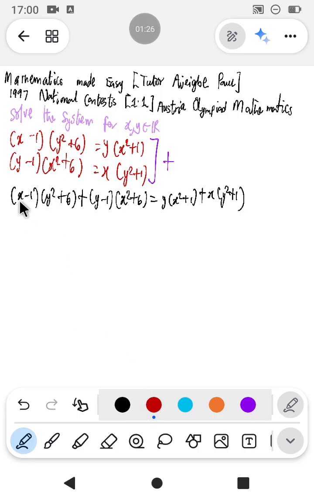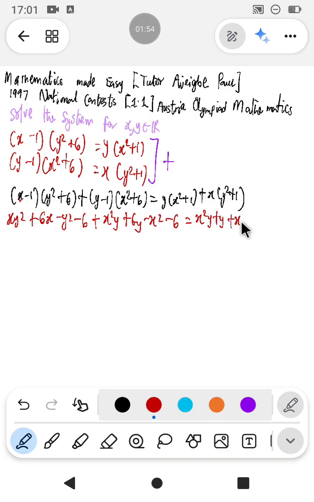So if you simplify completely, x multiplied by y squared, that's going to give us xy squared. x multiplied by 6, that's going to give us 6x. Negative 1 multiplied by y squared, negative y squared. Negative 1 multiplied by 6, negative 6. Plus y multiplied by x squared, that's x squared y. y multiplied by 6, that's 6y. Minus 1 multiplied by x squared, that's negative x squared. Then negative 1 multiplied by 6, that's negative 6. So y times x squared, that is x squared y. y times 1, that is y. x times y squared, that is xy squared. Then x times 1, that is x.